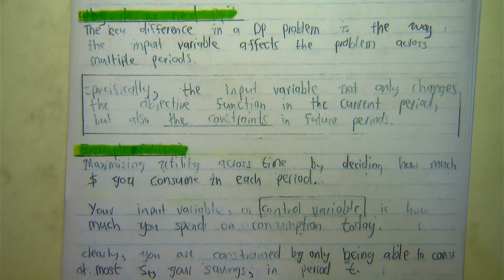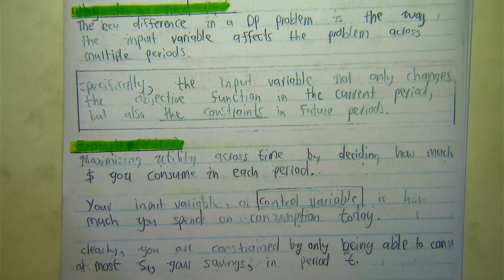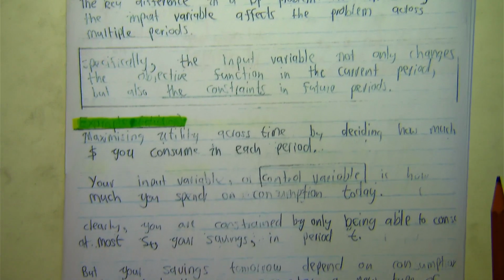Alright, an example of this is that if you're maximizing utility across your lifetime, you often choose how much of your money to spend in each period. But the amount of money that you spend today affects your savings, and that impacts the amount of money you're able to spend in the future. So in this case, your input variable or your control variable is how much you spend on consumption today.